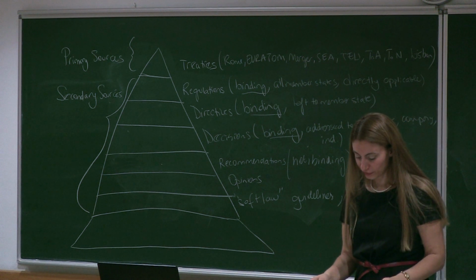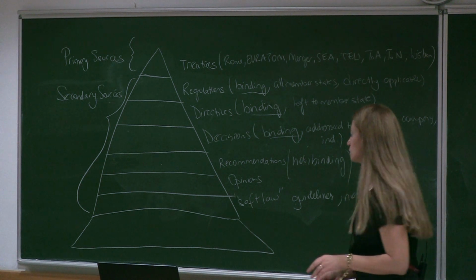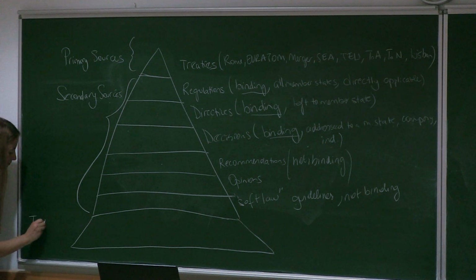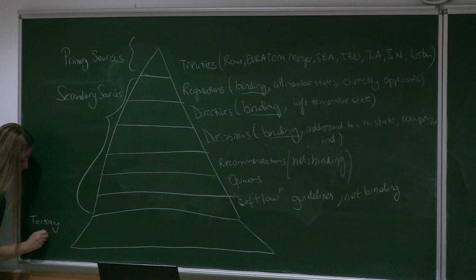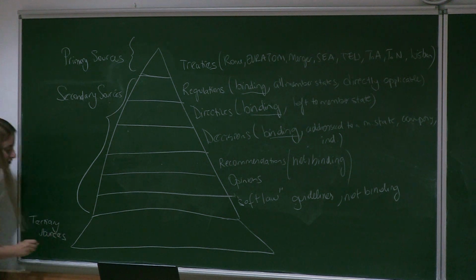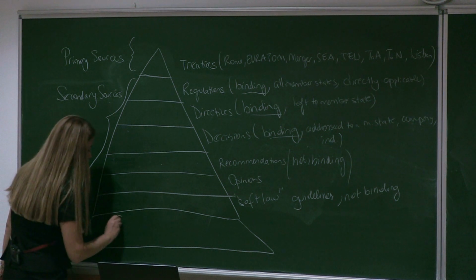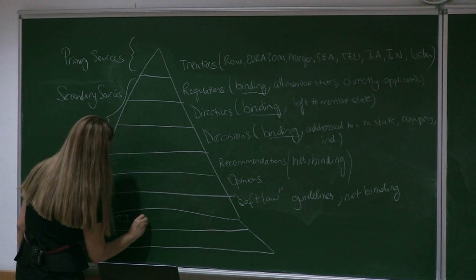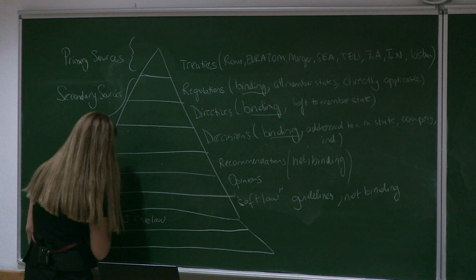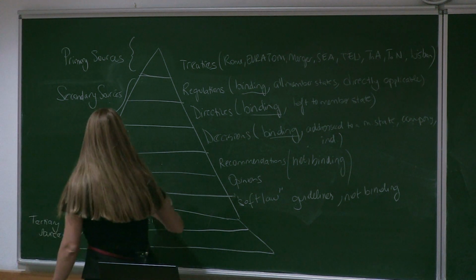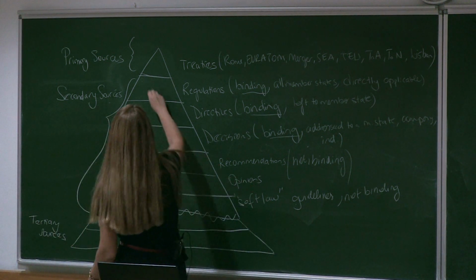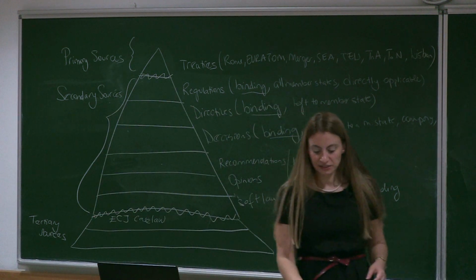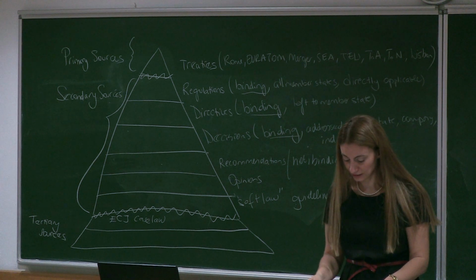If we move a bit further, what we're going to see is the tertiary sources. Tertiary sources are the ECJ case law, for example. So let's make the vision more clear like this. How the ECJ decided on the cases.